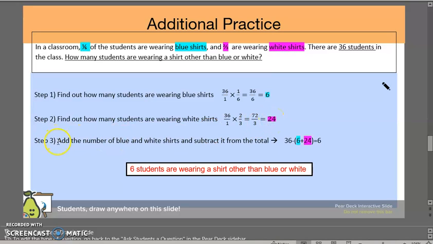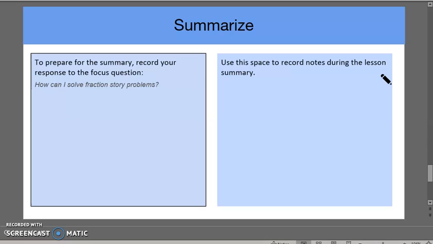The last step is to add the number of blue and white shirts and subtract from the total, which will give us 6. 6 students are wearing a shirt other than blue or white. We're going to move on.